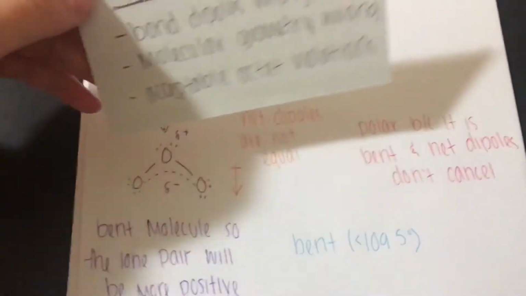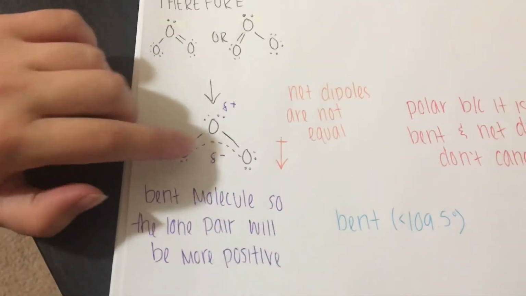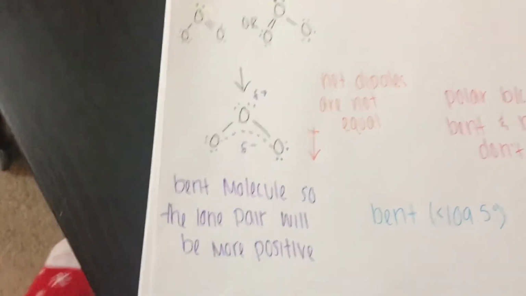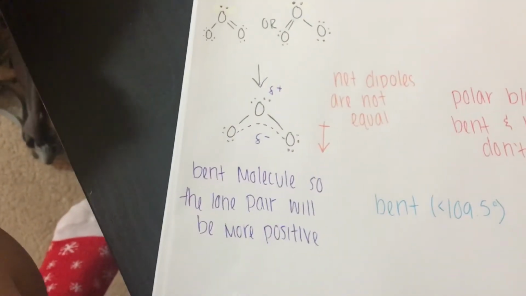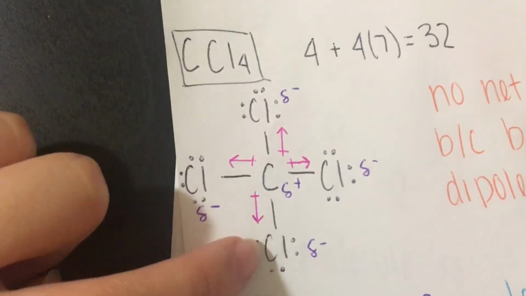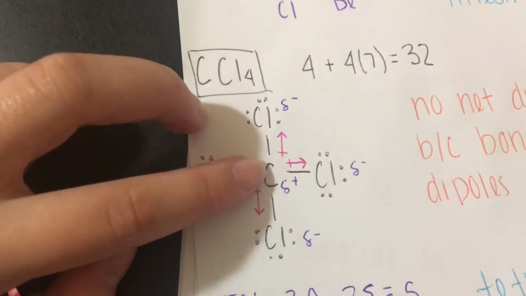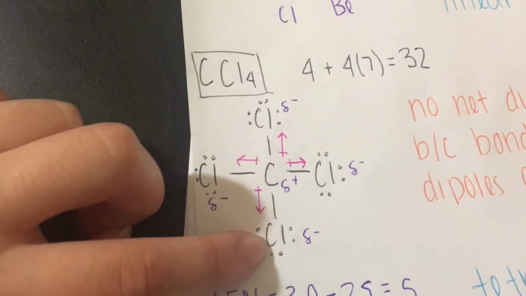Some common mistakes include when bond dipoles are pointed the wrong way. For example, on this molecule, if you pointed all the dipoles upwards towards the carbon instead of towards the chlorine.